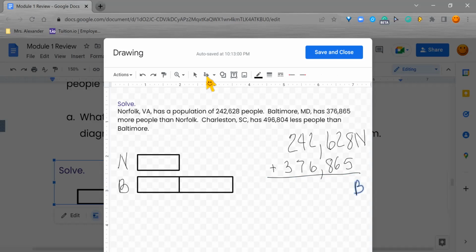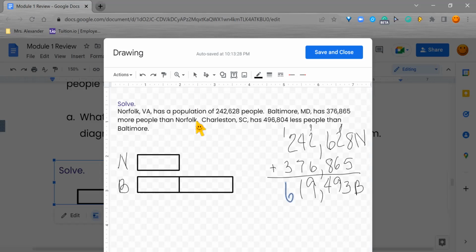Now I'm going to add 8 plus 5 is 13. Carry my 1. 1 plus 2 is 3, plus 6 is 9. 6 plus 8 is 14. I drop my 4, carry my 1. 1 plus 2 is 3, plus 6 is 9. 4 plus 7 is 11. I drop my 1. I carry the other 1. 1 plus 2 is 3, plus 3 is 6. So that is Baltimore. But now we have Charleston.